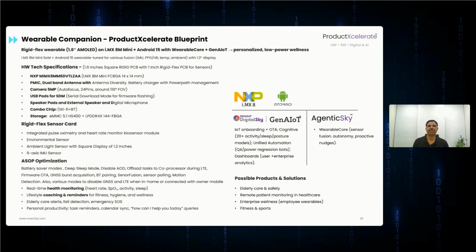On this hardware, Gen IoT provides a digital layer for IoT onboarding plus OTA, cognitive models, unified automation for QA and power regression boards, dashboards for user and enterprise analytics. Agentic Sky builds the intelligence layer through wearable core, enabling sensor fusion, autonomous behavior, and proactive nudges that personalize the user experience while maintaining transparency and control.